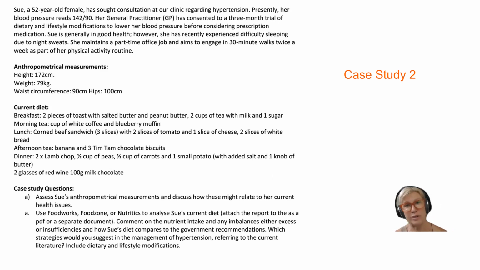It's really low. So you look at physical activity level over a 24-hour period, and you would look that it's actually very low. So you analyze her diet, and then you're going to look at her anthropometric measurements and how this may relate to her current health issues, such as she's 142/90, which is hypertensive. So how does that relate to her current condition?